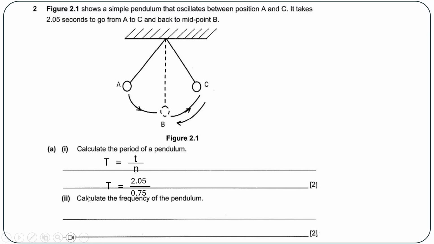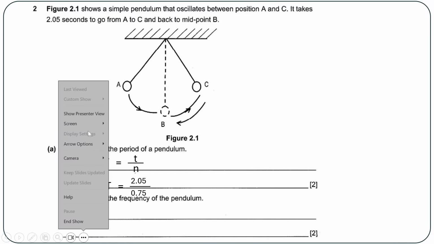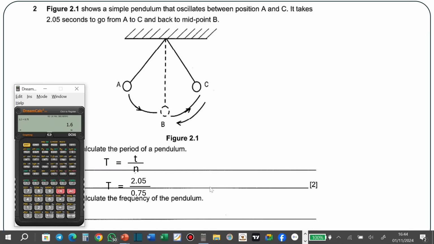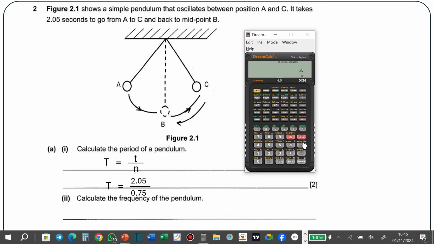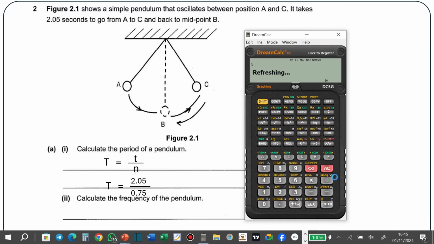Let me show you in case you don't know. 3/4 on the calculator is 3 divided by 4. Let me just increase the size of the calculator so you see properly. 3 divided by 4, if I press enter, is 0.75.